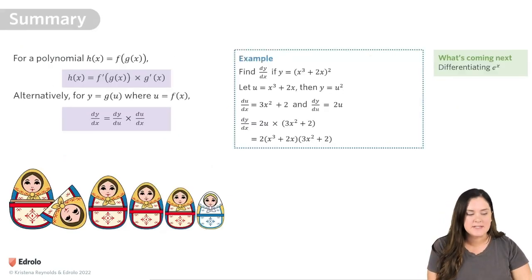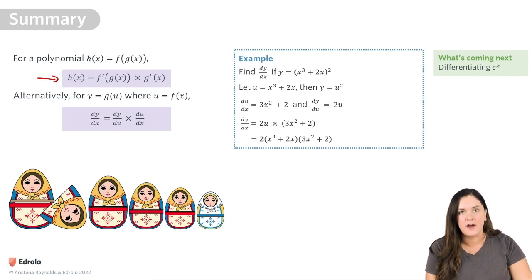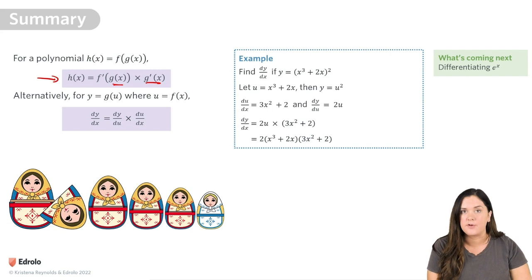So to sum up what we did in this lesson, we've got our rule here for the chain rule. So if we have f of g of x, we differentiate f first and we keep g as normal. So keep our bracket as normal and then multiply by the derivative of what's inside the bracket. So hopefully you can make a bit more sense of what this rule is telling you now.